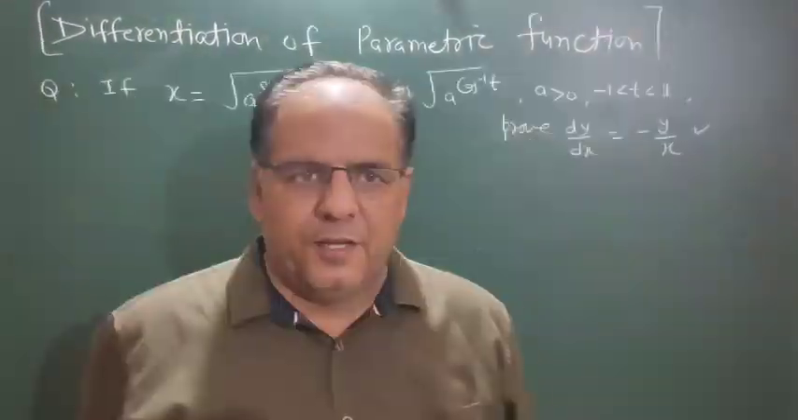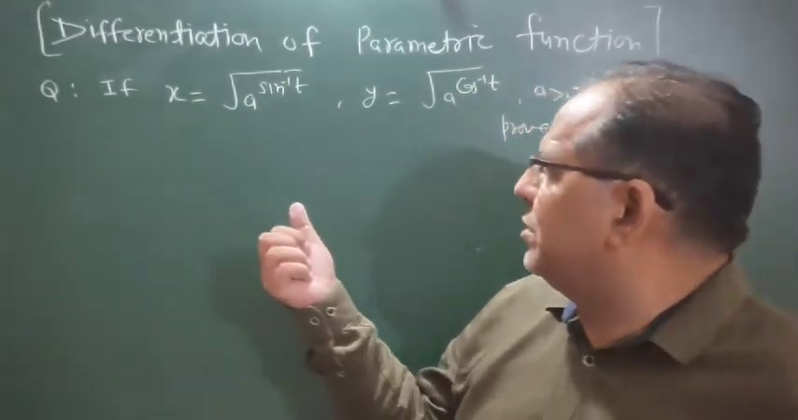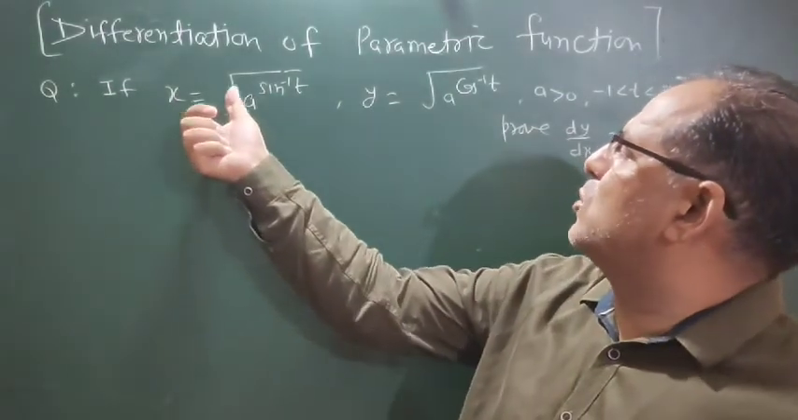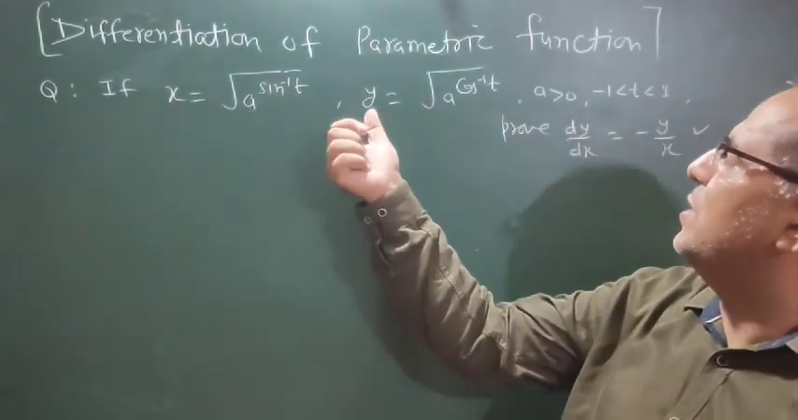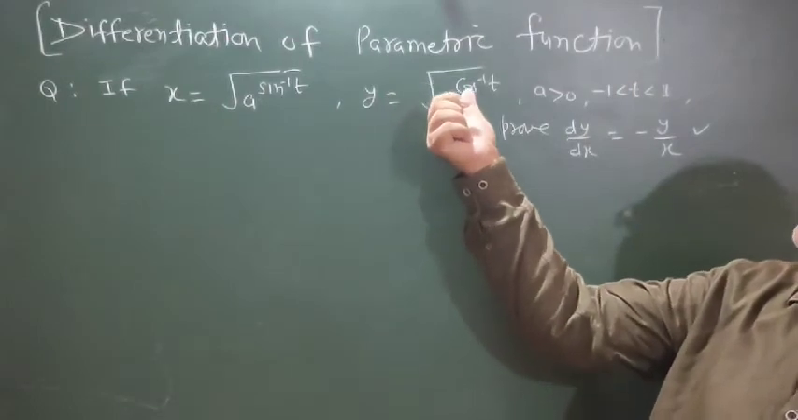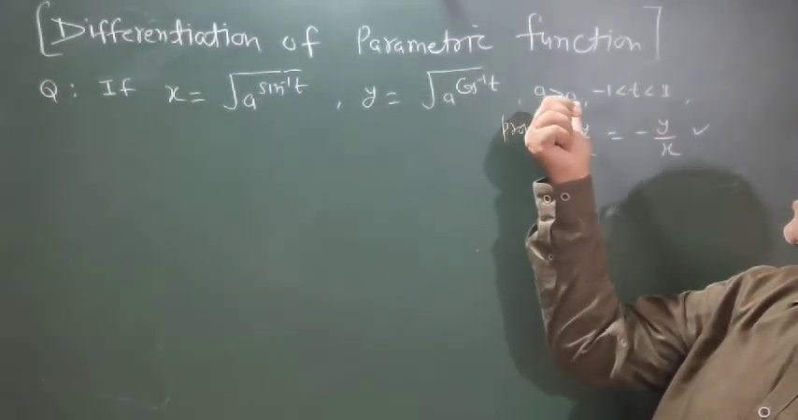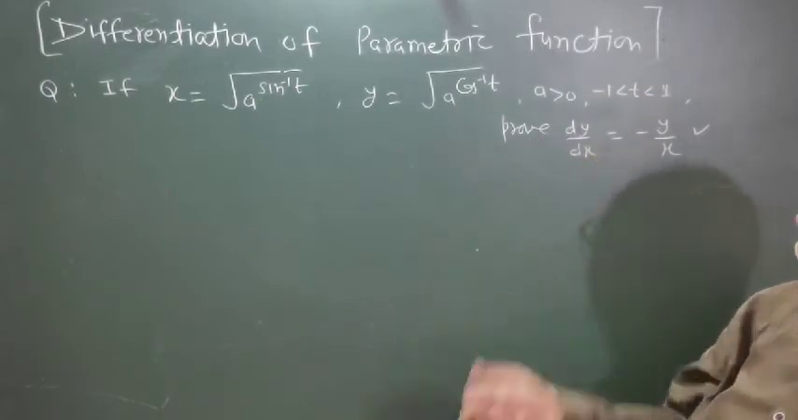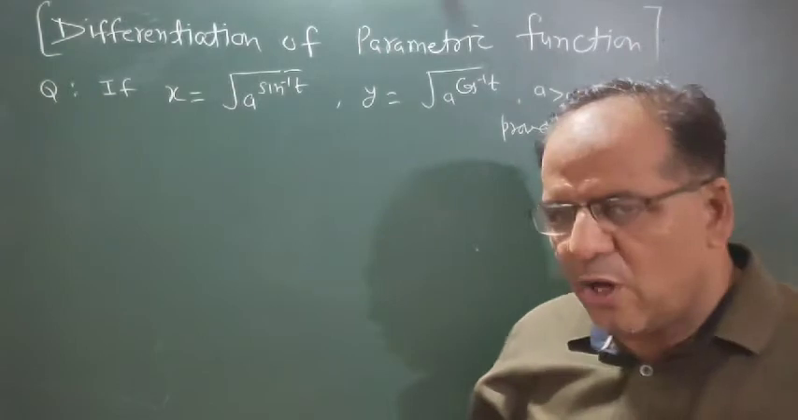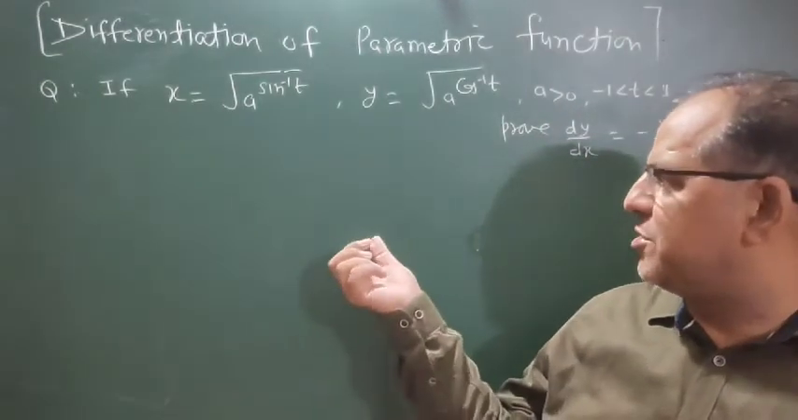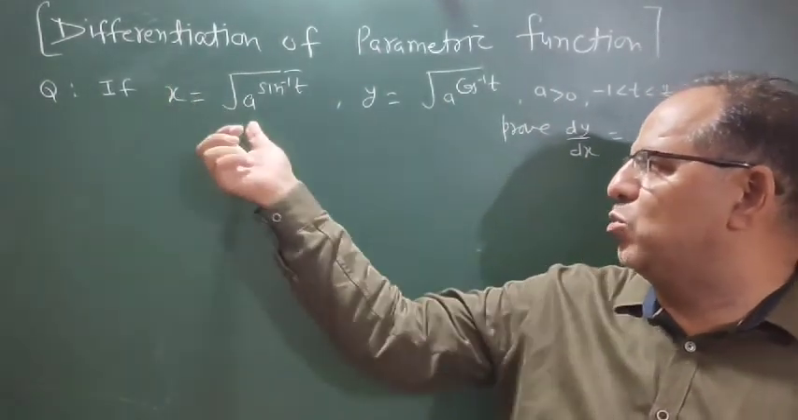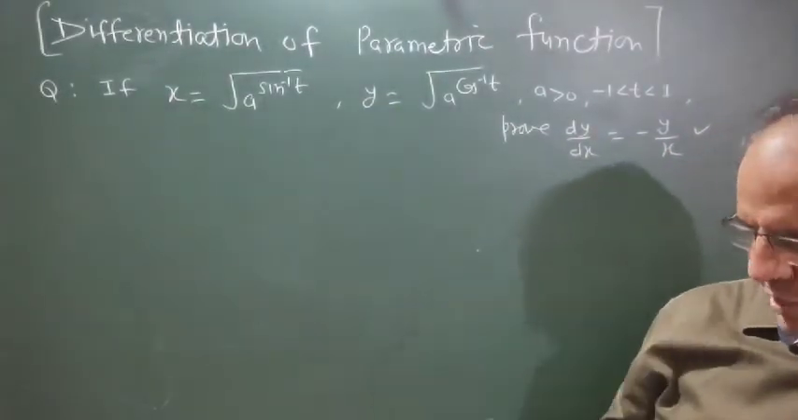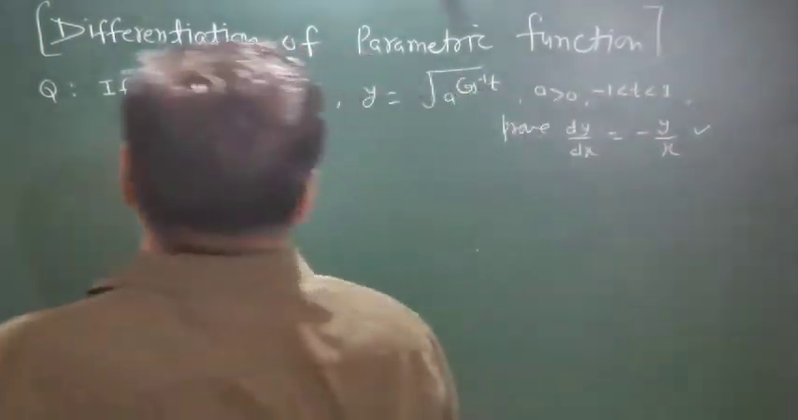Okay. Now I am taking one more question based on this topic, and the question is, if x equal to square root of a to the power sin inverse t, y equal to square root of a to the power cos inverse t, where a is positive and t lies between minus 1 to 1, we want to prove that dy over dx equal to minus y upon x. We can solve this question by the traditional method. First we differentiate x with respect to t, differentiate y with respect to t, and after it divide dy upon dt by dx upon dt. Now we can use another method for solving this question.